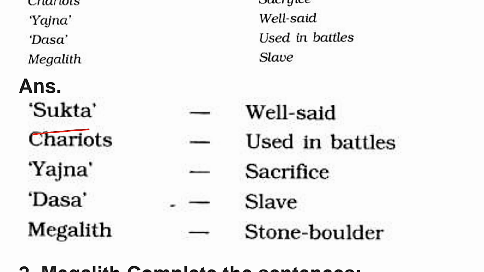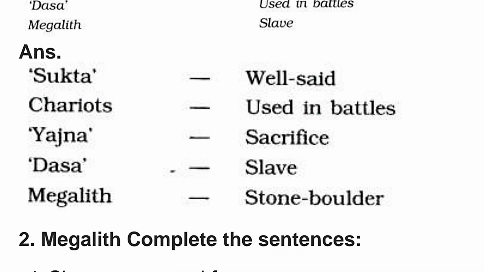First is Sukta. Sukta, well said. Next is Chariots, used in battles. Next is Yajna. Yajna, sacrifices. Next is Dasa. Dasa, slave. Next is Megalith, a stone boulder.